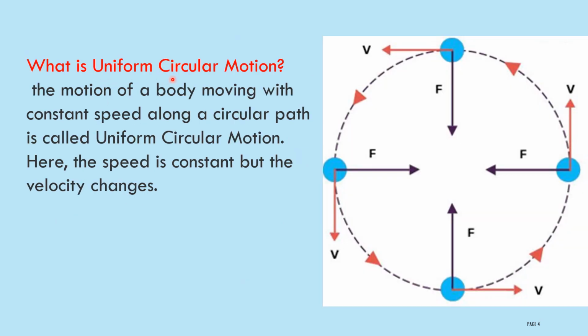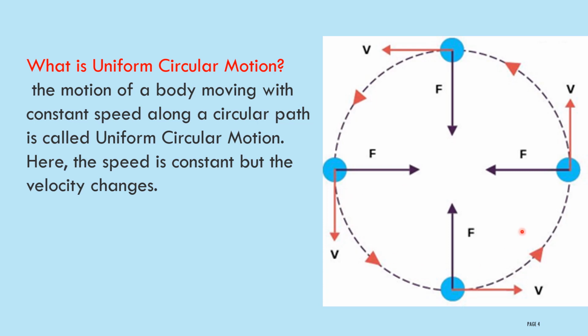Next one, uniform circular motion. The motion of a body moving with a constant speed along a circular path is called uniform circular motion. Here, you have to remember the body is moving with a constant speed. But the speed is constant while the velocity will go on changing, because when you consider velocity you consider direction also.